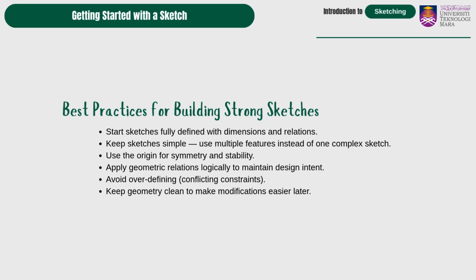Apply geometric relations logically to preserve your design intent. Avoid adding constraints randomly as they might cause conflicts later. Speaking of which, try to avoid overdefining sketches, since conflicting constraints can cause errors and disrupt your workflow. Finally, keep your geometry clean by trimming away unused lines, avoiding redundant entities, and maintaining a neat layout. A clean, organized sketch not only looks professional but also makes it much easier to make adjustments in future design iterations. With these best practices in mind, you'll be able to create sketches that are not only accurate and stable but also adaptable to any design changes that come your way.